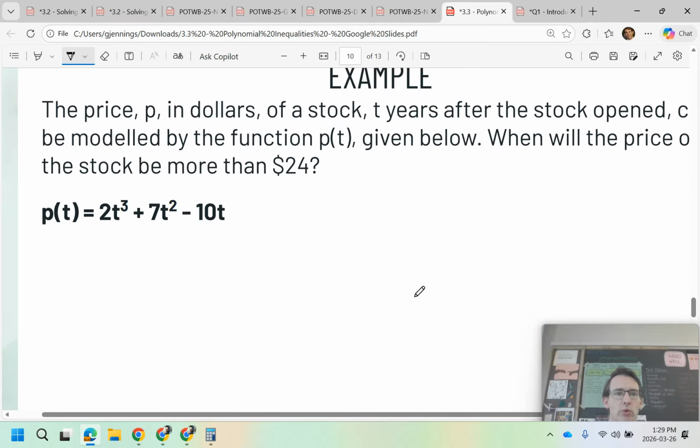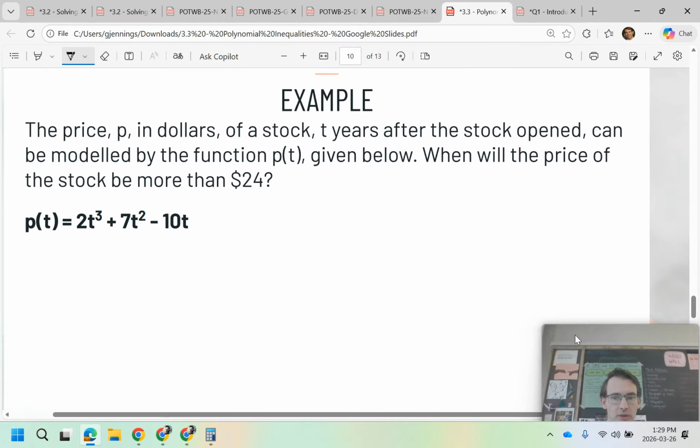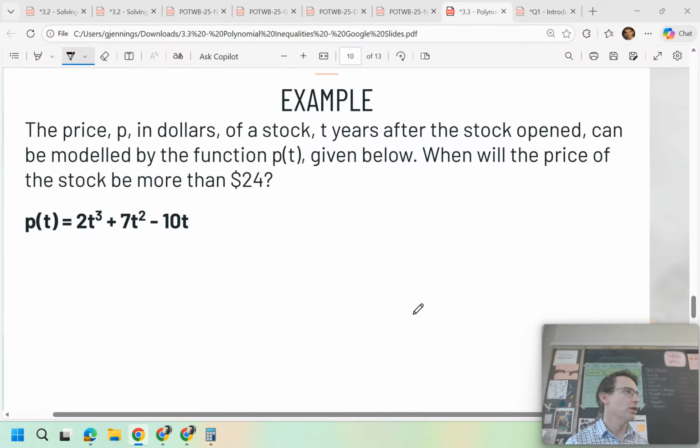We are told that the stock price is given by this cubic equation, and we want to know at what times the stock is over $24. Maybe we feel it's favorable to be selling the stock when it's over 24 or something like that. We just really need to know this interval. So, how would you get started on something like that? How do we even use this 24 here?